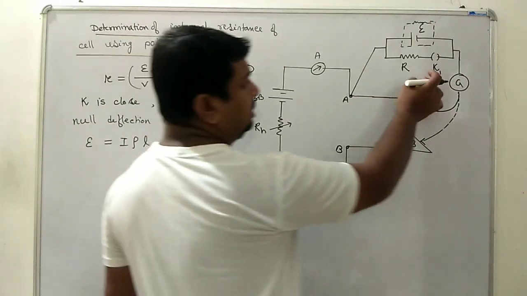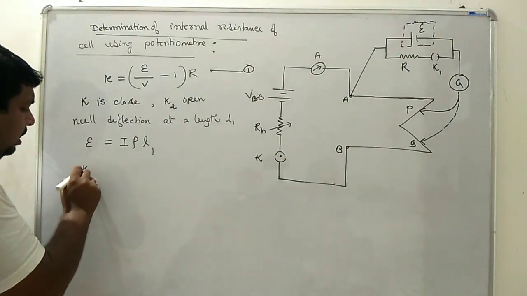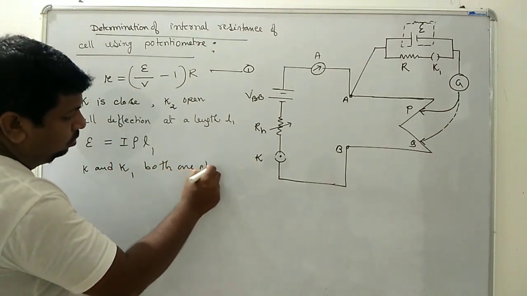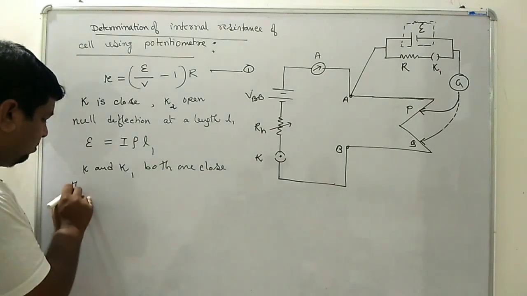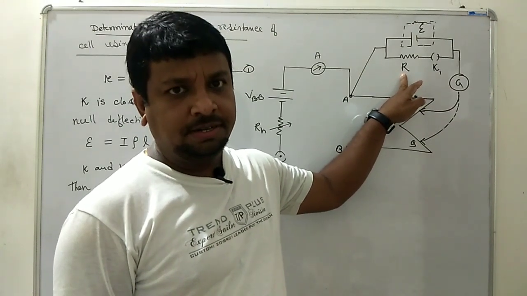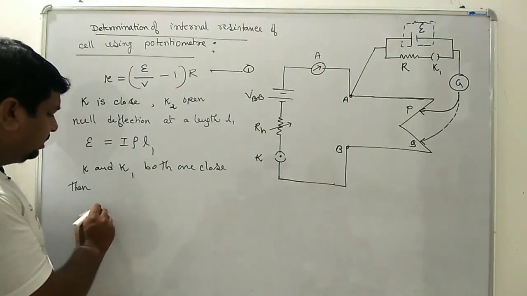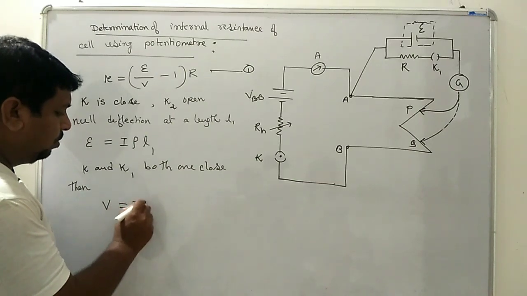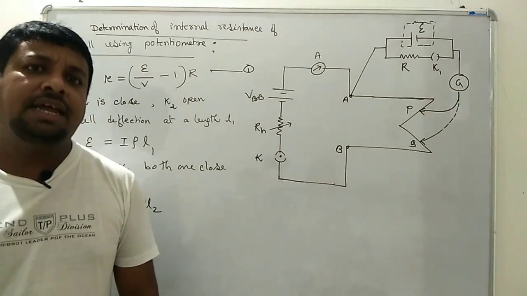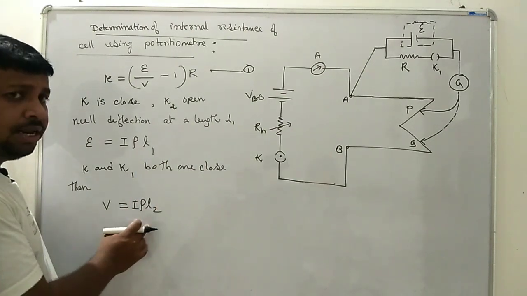In this case, no current is flowing through the resistor. Next, when keys K and K1 are both closed, current is flowing through the resistor, and we get the terminal potential difference. So the potential difference V equal to I rho L2. That means the bridge is balanced at length L2, and we get zero deflection at length L2.